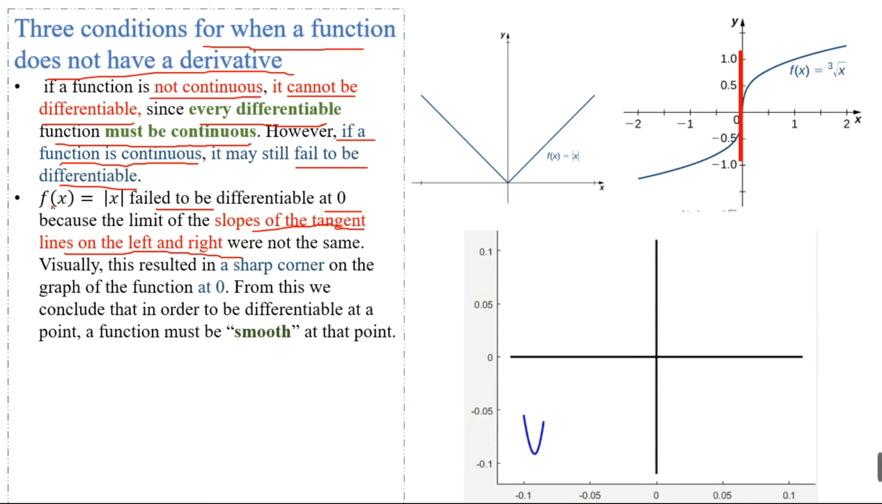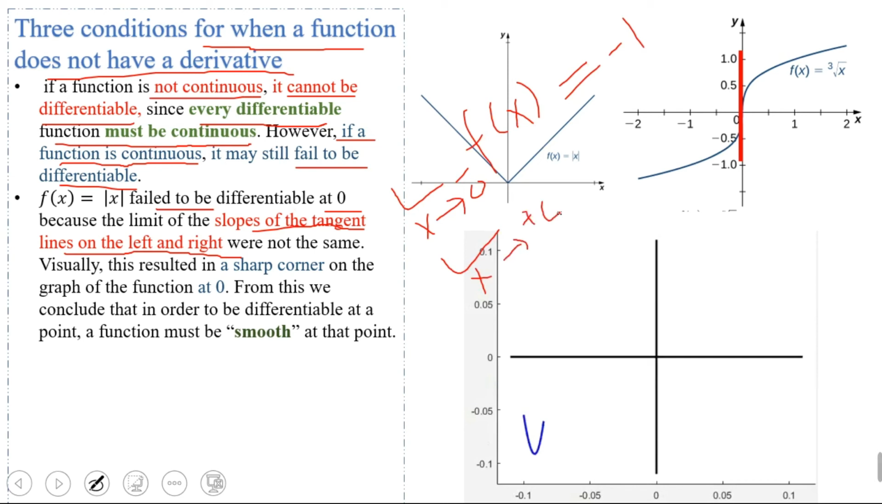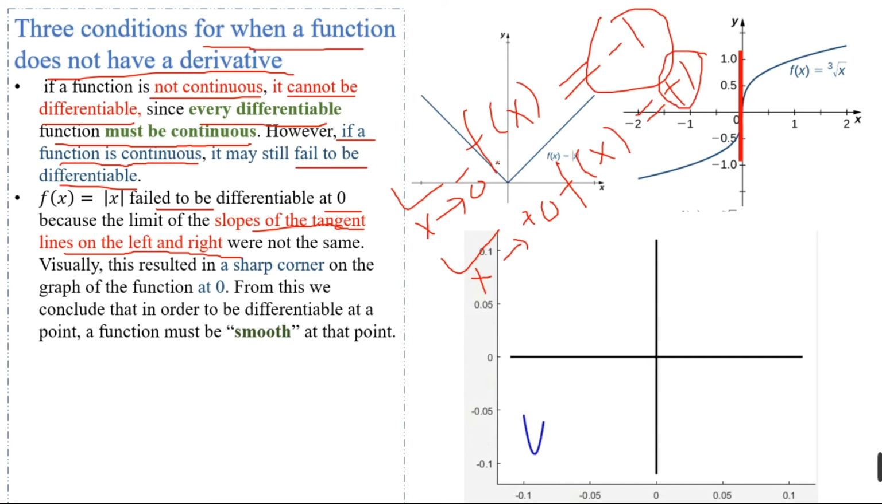When we find the derivative of this function and evaluate the limit, we get that as x approaches 0 from the left, the slope of the tangent line is negative, and when x approaches 0 from the right, the slope of the tangent line is positive. Because of this, the function is not differentiable at x = 0. Visually this results in a sharp corner on the graph of the function at x = 0.